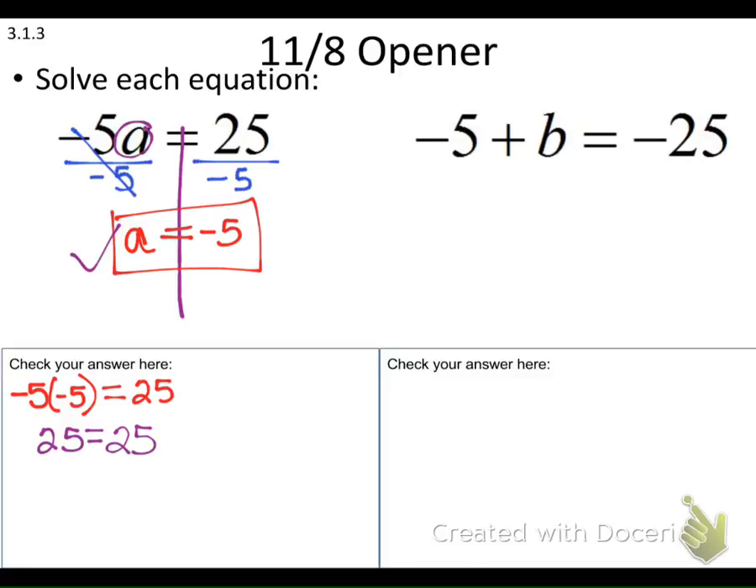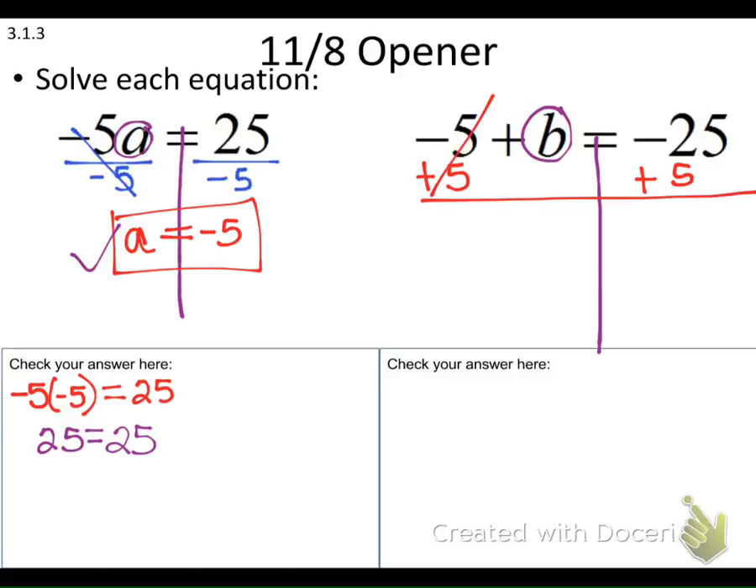This one we have -5 plus B equals -25. So again, first thing I'm going to do, circle my variable, draw my line of equality. I want to get that B by itself. How am I going to get that B by itself? I'm going to add 5. So I'm adding 5 to each side. Cancel. My left side I have a B equals, so what's -25 plus 5? -20. I'm going to box my answer.